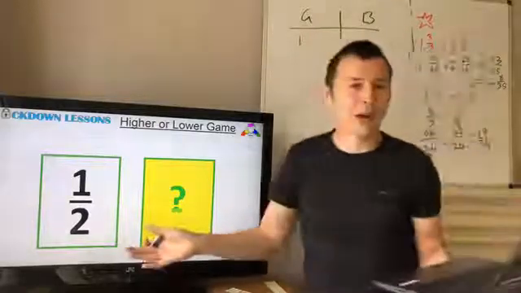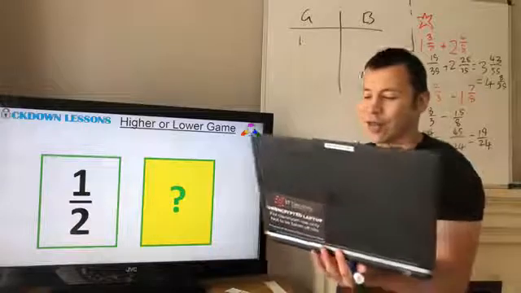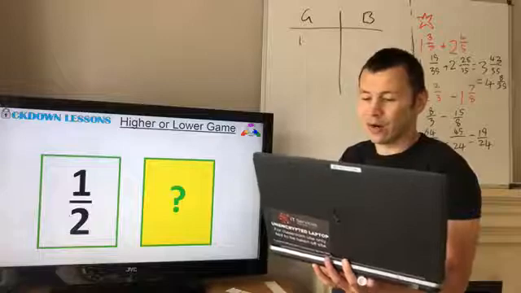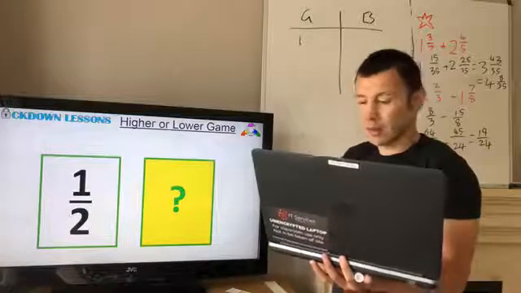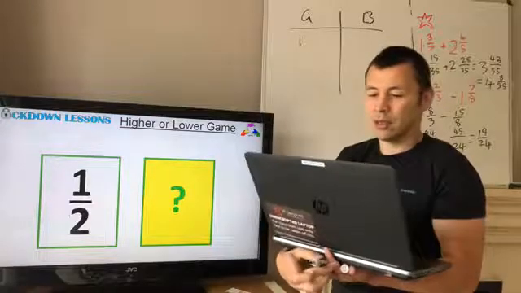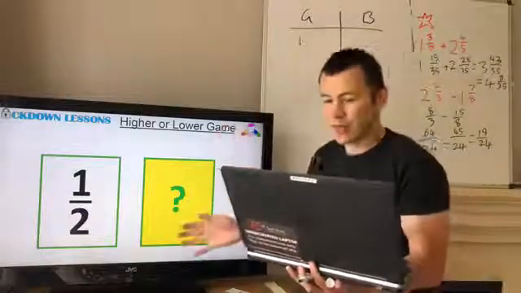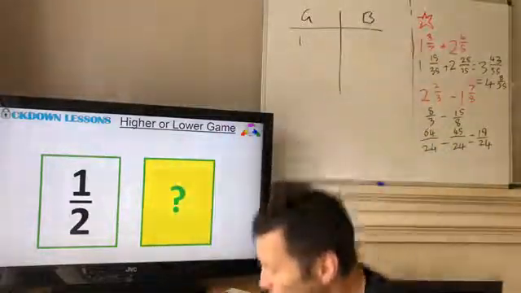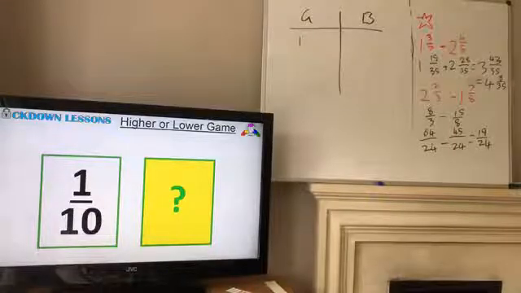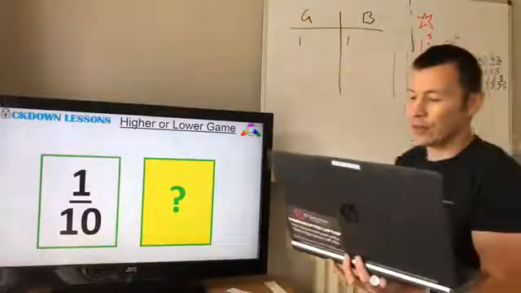Oh, tricky one, a half. Higher or lower than a half, boys? Okay, so lower. We're going lower for boys, are we? Lower than a half. If you can just say if you're a boy or a girl, because I've got a delay on this. So we're going lower than a half. Is this one going to be lower than a half? It is lower than a half. 1/10, boys, tricky one there. Giving an easy one for the girls.